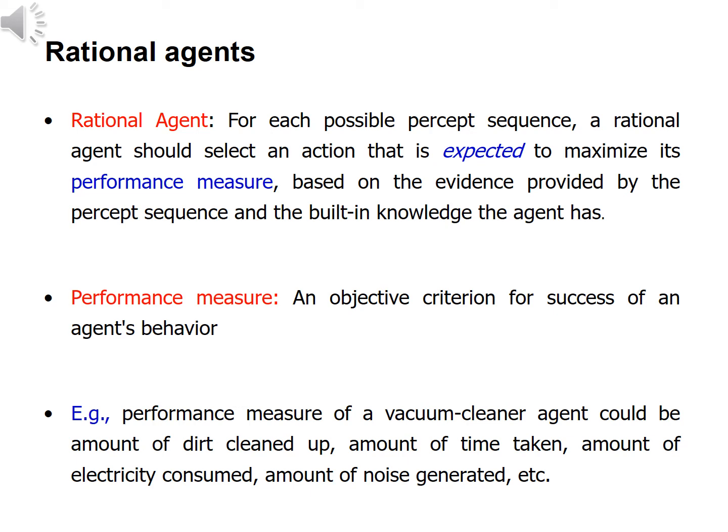Let's give an example of the vacuum cleaner agent that we saw before. In this case, it would be the amount of dirt cleaned up, or the amount of time taken to clean up all the dirt, or the amount of electricity consumed, or the amount of noise generated, etc. So this is all on the decision of the designer of the system. The designer decides which are going to be the performance measures or key performance indicators.